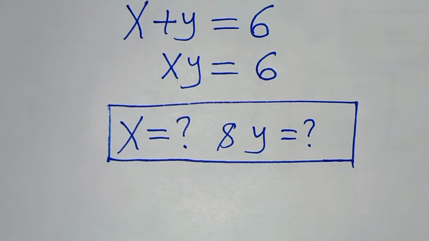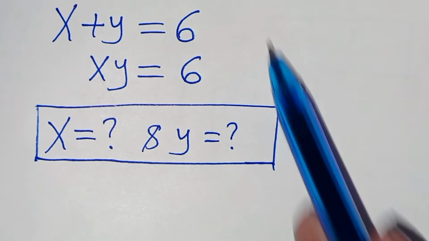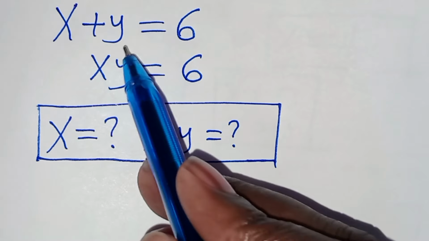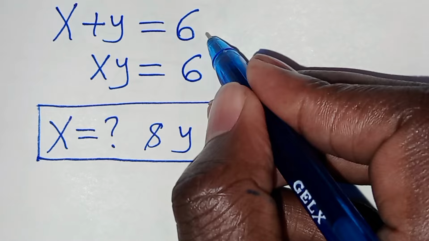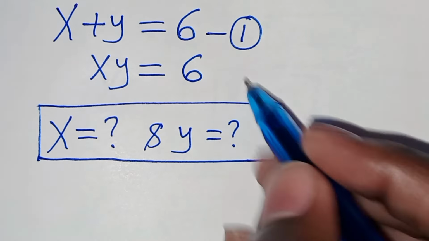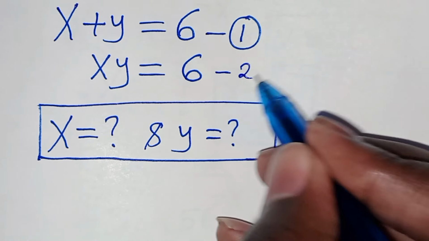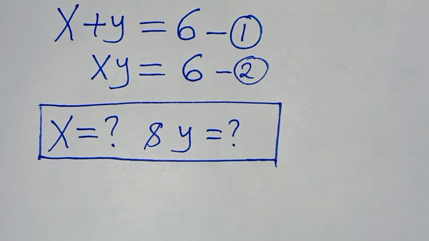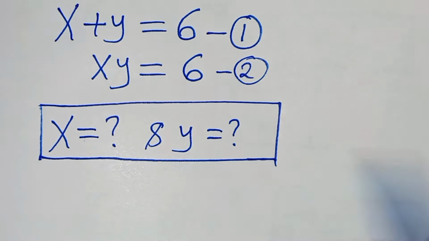Hello everyone, you're welcome to solve this nice algebra problem, which is x plus y equal to 6. Let's call this equation 1. Then x times y is equal to 6. Let's call this equation 2. What is the value of x and what is the value of y?